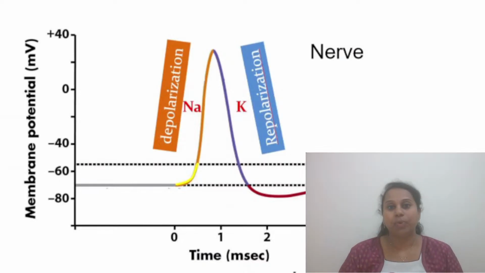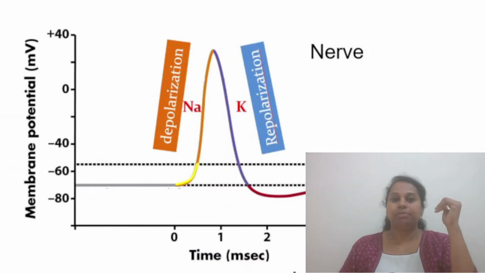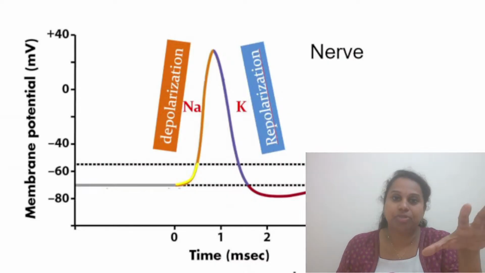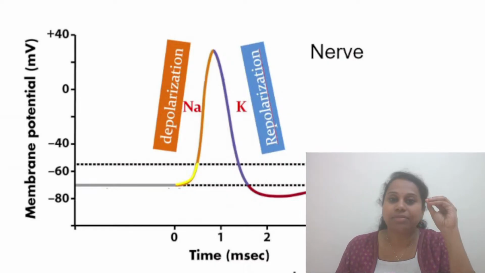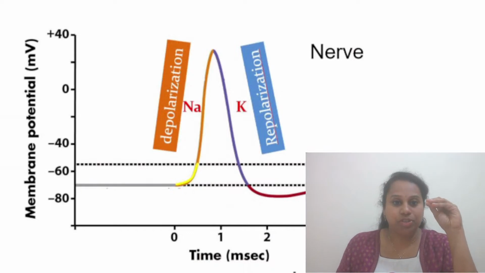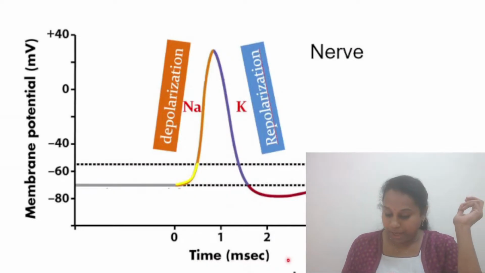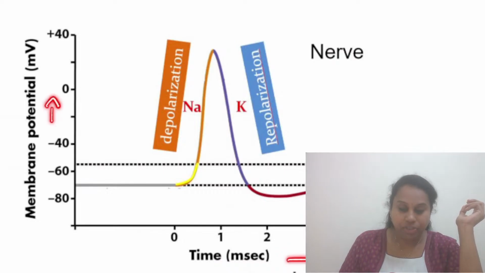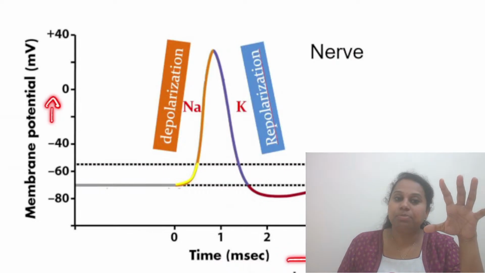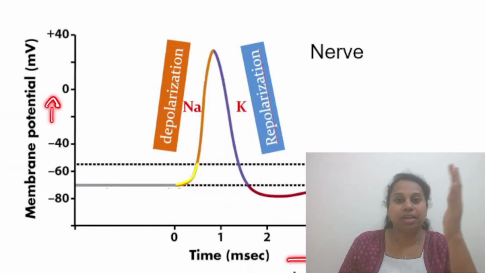Before learning the cardiac ventricular action potential, first let me tell you about the nerve action potential, because this is the basic action potential. Nerve and skeletal muscles have the same type of action potential. What are the major events that take place in the action potential curve? Time in milliseconds on the x-axis and membrane potential in millivolts on the y-axis. So this is a relation between membrane potential and the time.